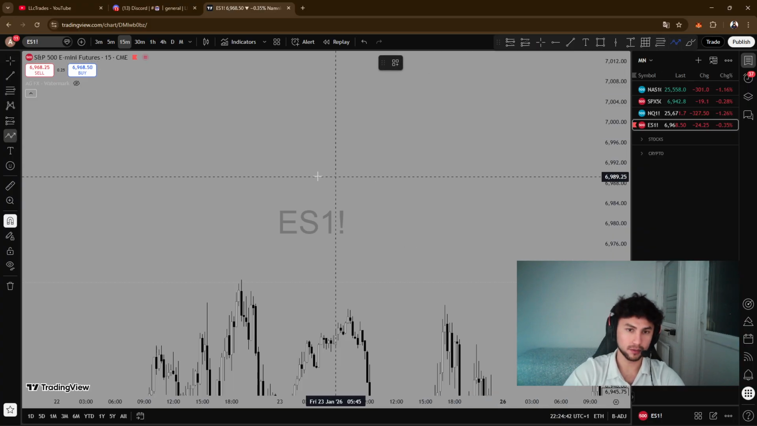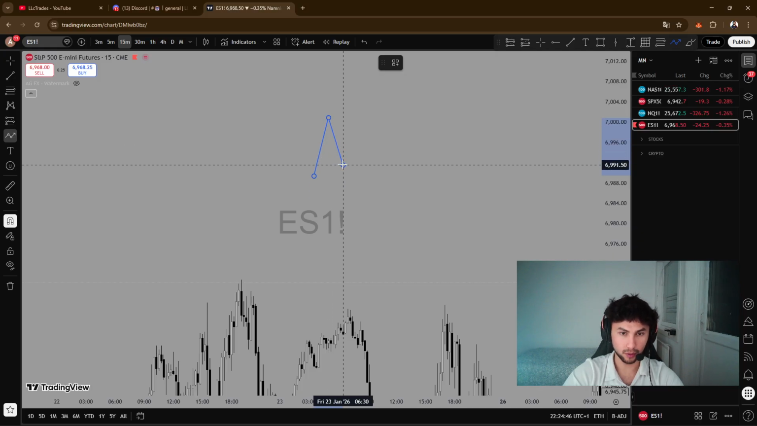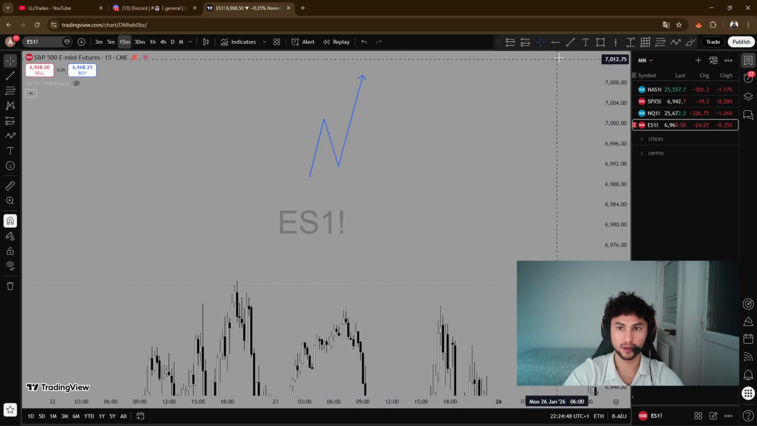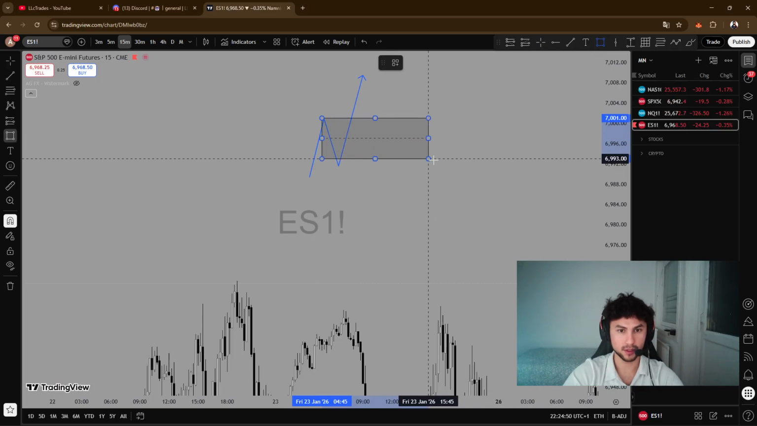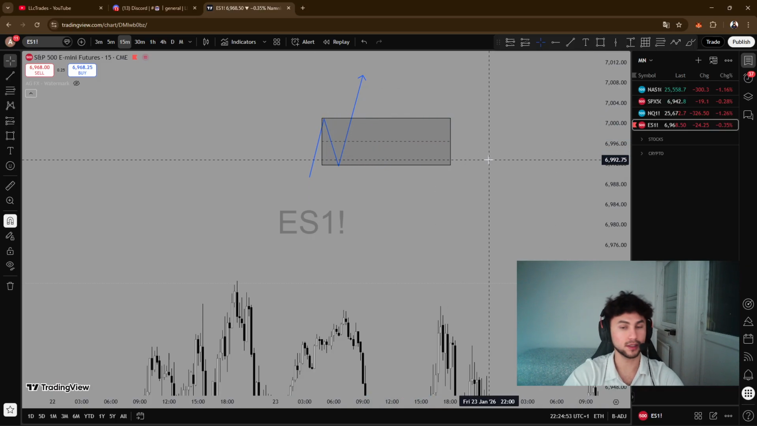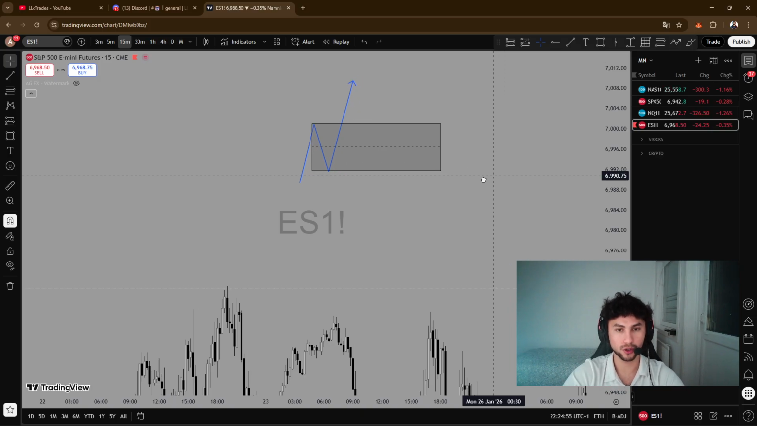Again, just like this. We make a high, okay? I'm just going to make it super simple. We make another low and then we go to a higher high. Then this over here becomes an order block. That's how easy it is to understand. I'm going to show you guys on the chart too.